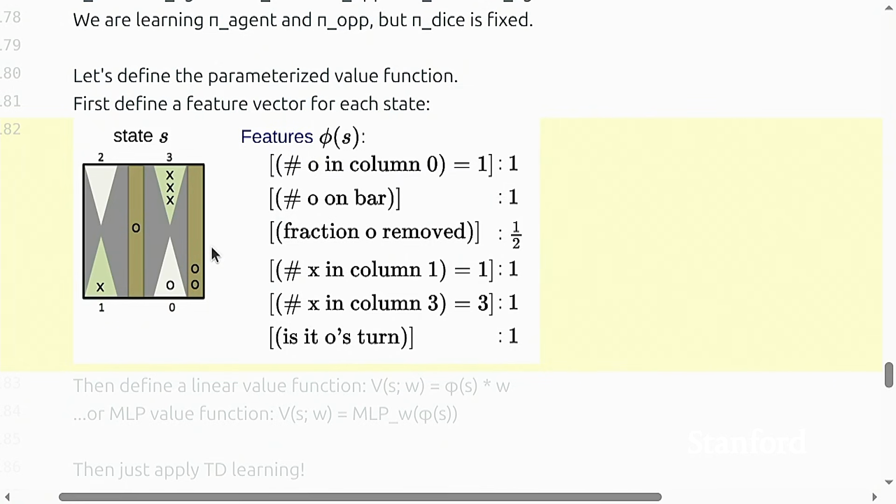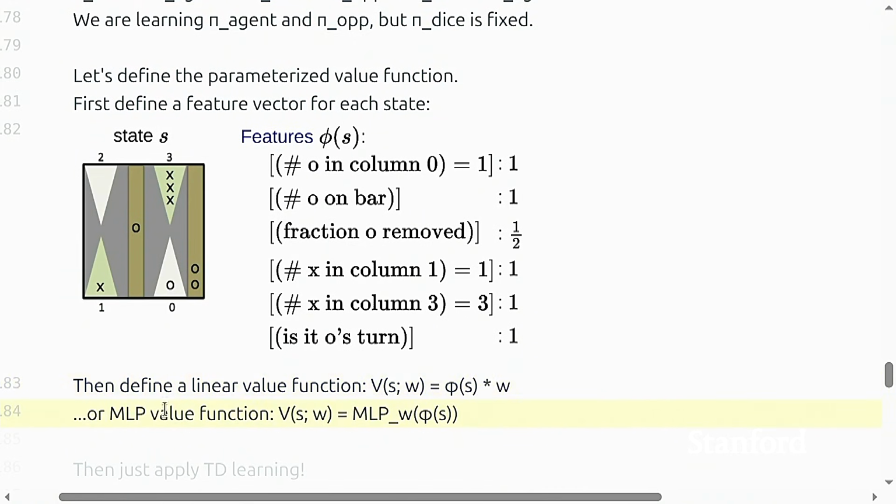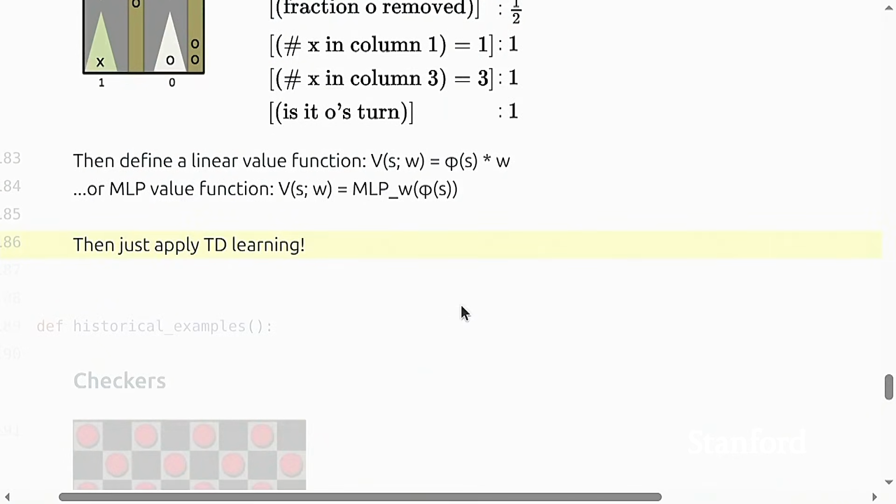Now if you have a feature vector, you can do many things. You can define a linear value function, which we talked about. This is basically linear regression here. Or you can do something fancier. You can define a multi-layer perceptron and have multiple layers. You can do a number of things. And then you just apply TD learning.